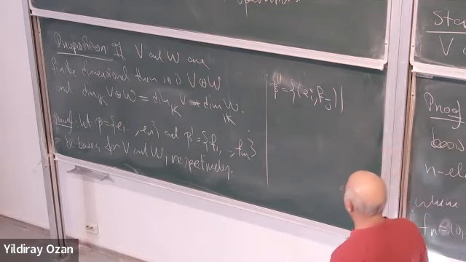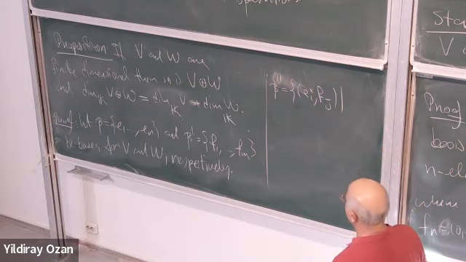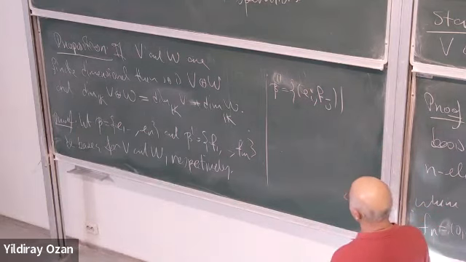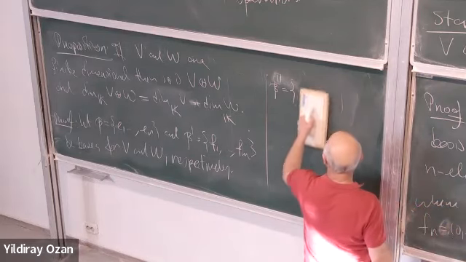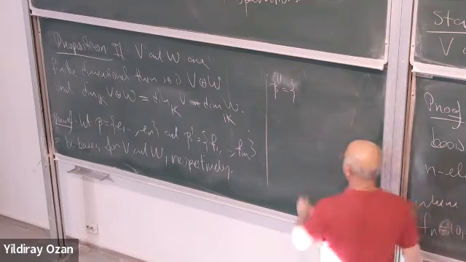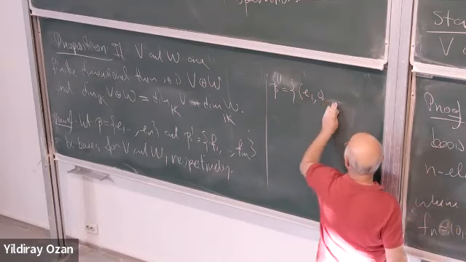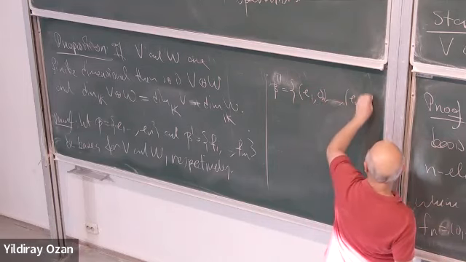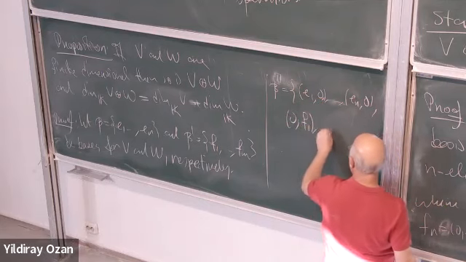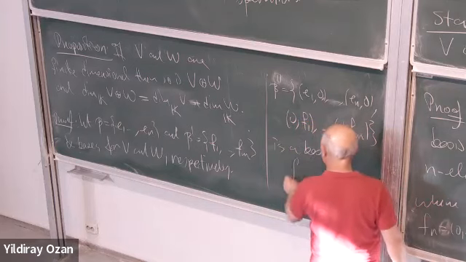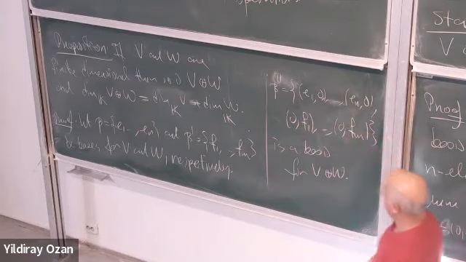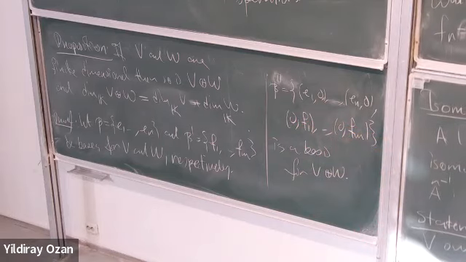How many elements do I have? The claim is that (E1, 0) up to (En, 0) and (0, F1) up to (0, Fm) is a basis for the direct sum V plus W. So that's the claim, okay?